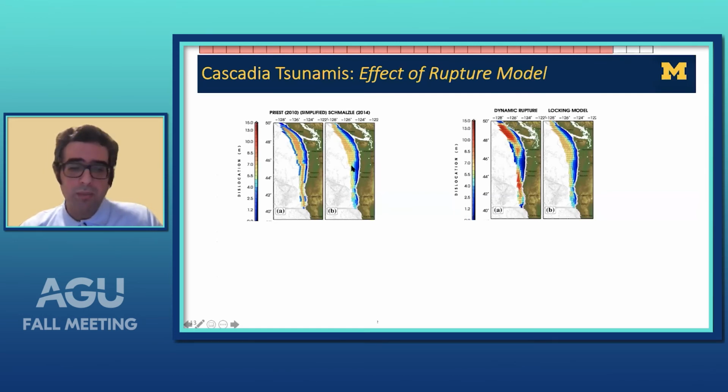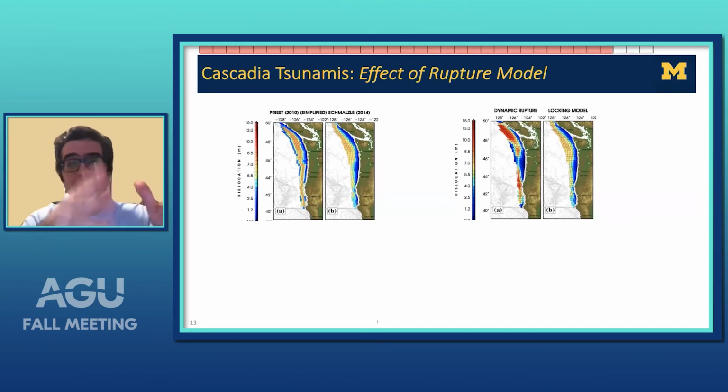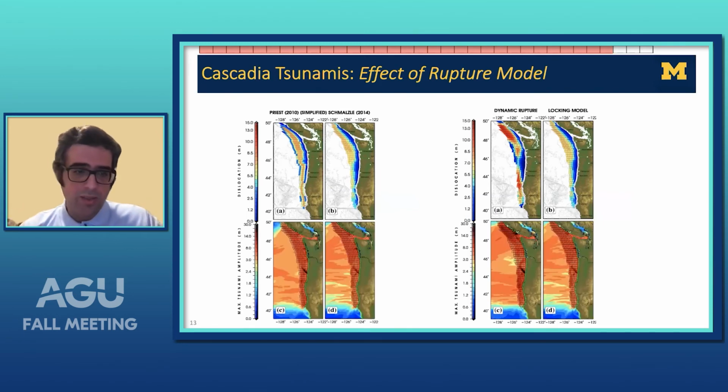So remember that I mentioned that we use Gina's model here, a special form of it, which has deformation right off the trench. What if we change the rupture model? So here, to study this, we have George Priest's model, a simplified version of it. And here we have a dynamic rupture that's sort of derived from a locking model. And for each one I can simulate the tsunami, and this is what I get. This is the map of tsunami amplitudes across all of these models.